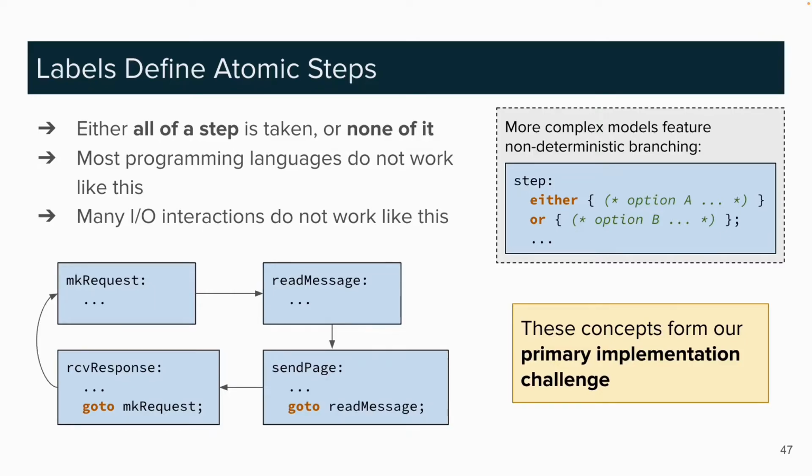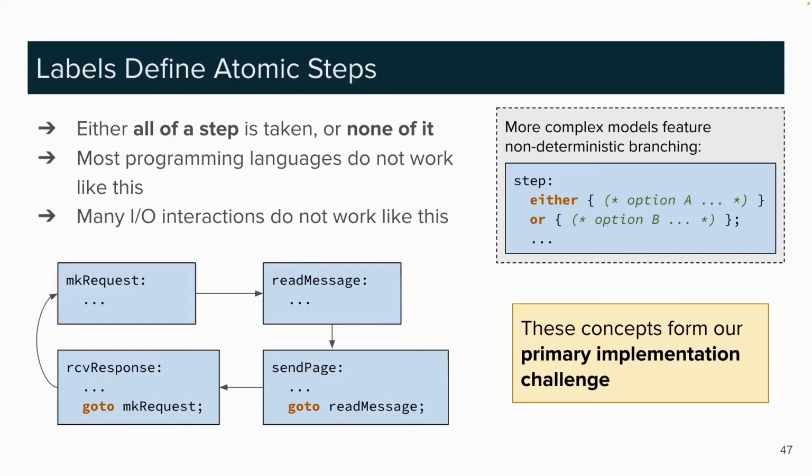Labels define atomic steps is really one of the big takeaways you have to remember when trying to understand how to implement MPCal. That means all of a step happens or none of it, and there is no in-between. If an in-between happens, the model does not represent that, and we have no way of understanding what that means relative to anything we proved about that model. What's tricky is most programming languages don't work like that, and a lot of I/O processes don't really work like that either. It's not really how you think about most practical code. So that causes us some difficulty in terms of needing to work around that.